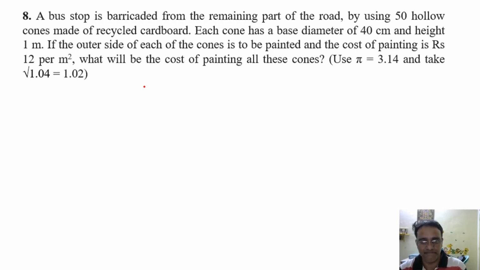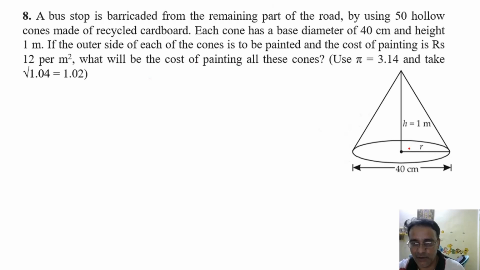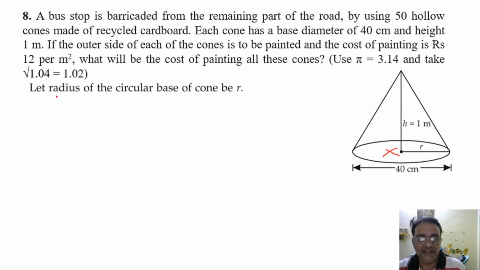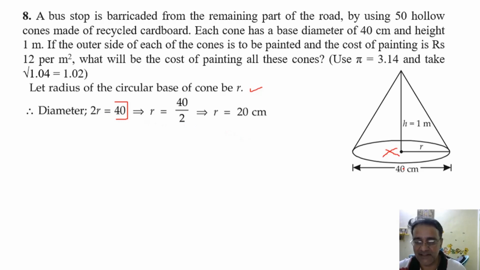What will be the area? Hollow cone. Curved surface area of the cone. See, in a hollow cone this part will be blank. Yes, very good. Curved surface area. So let the radius of the circular base of the cone be r. The diameter 40 is given, 40 centimeter. So what will be the radius? 20 centimeter. But height is given in meter and this is given in centimeter.